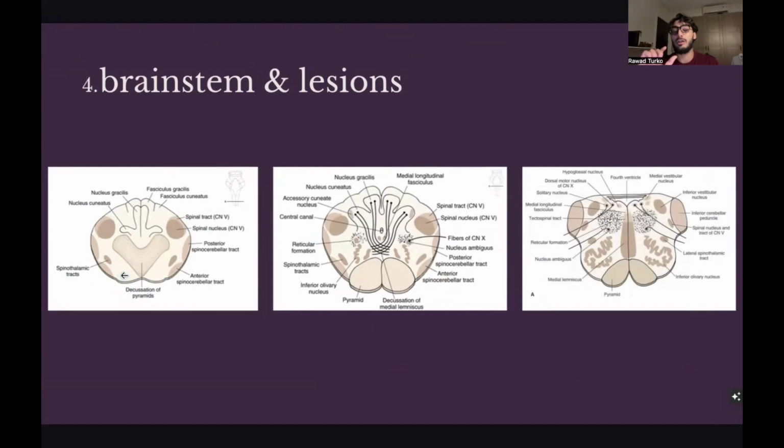Always remember the motor pathways are more medial. The sensory pathways are more lateral. Okay, so the decussation of the pyramids, you'll see it's purely motor, so it's in the middle. It's right in the middle. Nucleus gracilis and nucleus cuneatus, which we mentioned carries the second order neurons for the dorsal column.